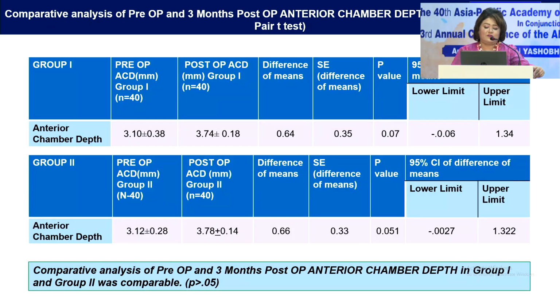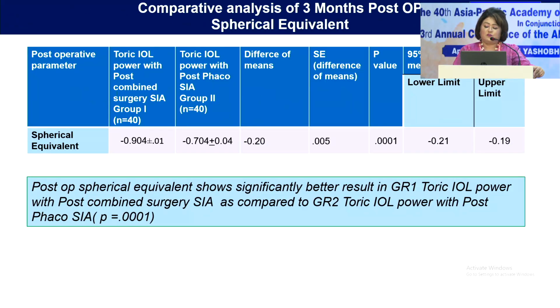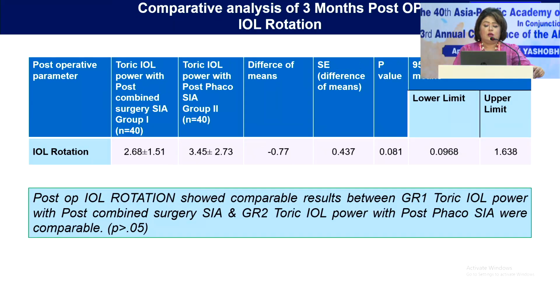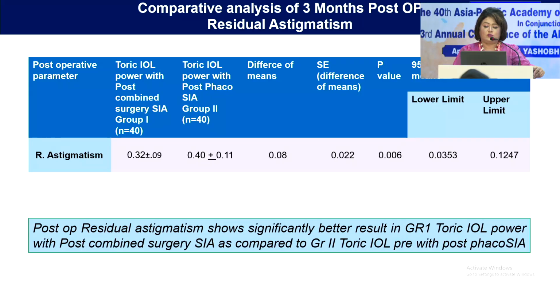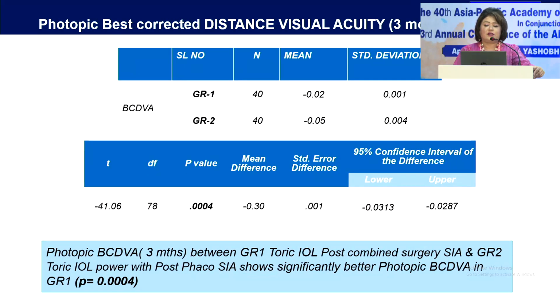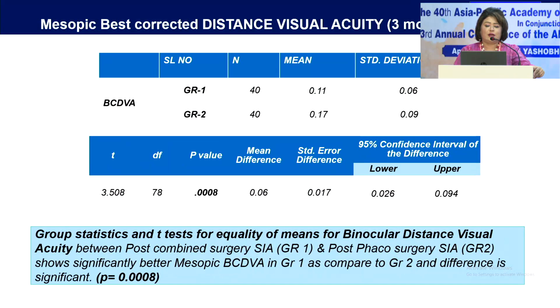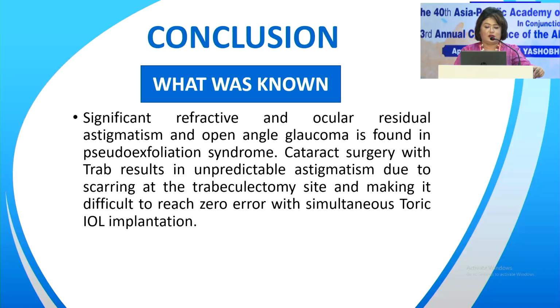We found that comparative analysis of pre-op and 3 months post-op anterior chamber depth in group 1 and 2 was comparable. Intra-group comparative analysis of pre-op and 3 months post-op anterior chamber depth was also comparable. Post-op spherical equivalent was significantly better in group 1, that is the post-Phaco Trab SIA group. Post-op residual astigmatism was also significantly better in group 1. Photopic uncorrected distance visual acuity and photopic best corrected distance visual acuity were significantly better in group 1. Mesopic uncorrected and mesopic best corrected distance visual acuity were significantly better in group 1.